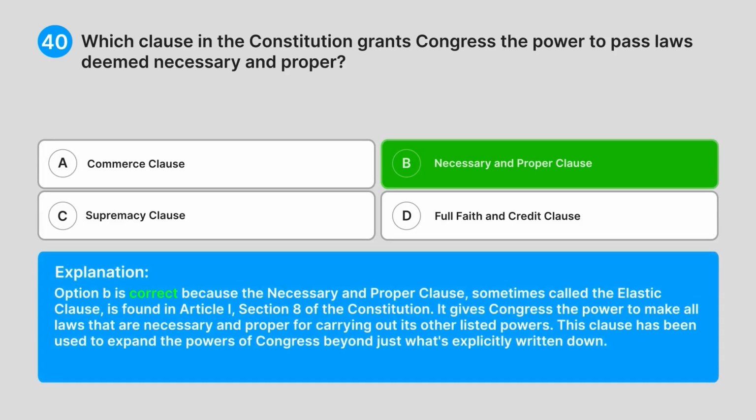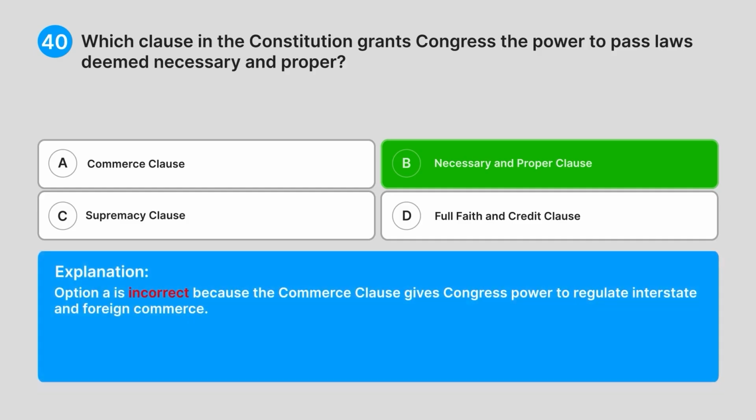Explanation. Option B is correct because the Necessary and Proper Clause, sometimes called the Elastic Clause, is found in Article 1, Section 8 of the Constitution. It gives Congress the power to make all laws that are necessary and proper for carrying out its other listed powers. This clause has been used to expand the powers of Congress beyond just what's explicitly written down.